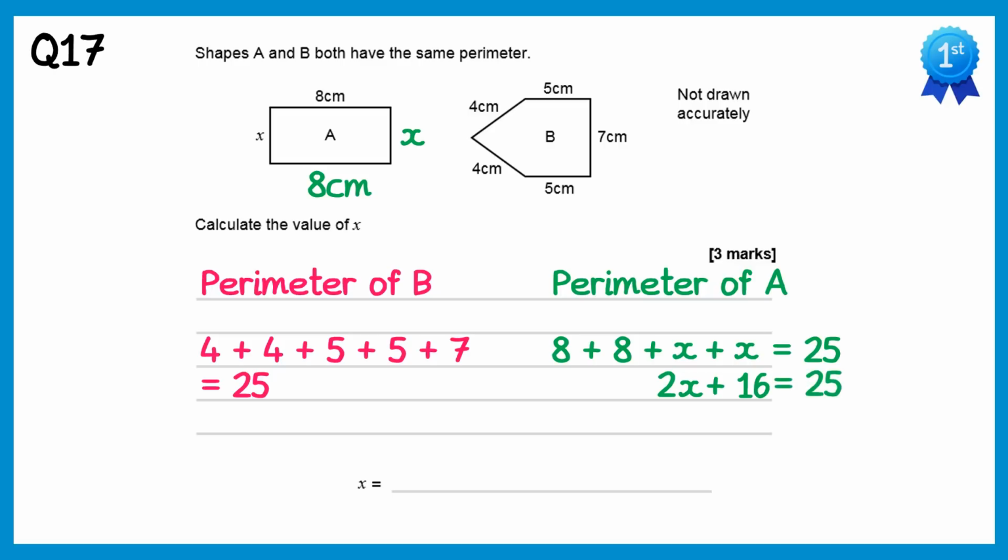We can solve this by taking away 16 from both sides. If we take it away from the left, we get 2x. If we take it away from the right, 25 take 16 is 9. And if 2x is 9, we can divide 9 by 2 to get 4.5, which is the answer.